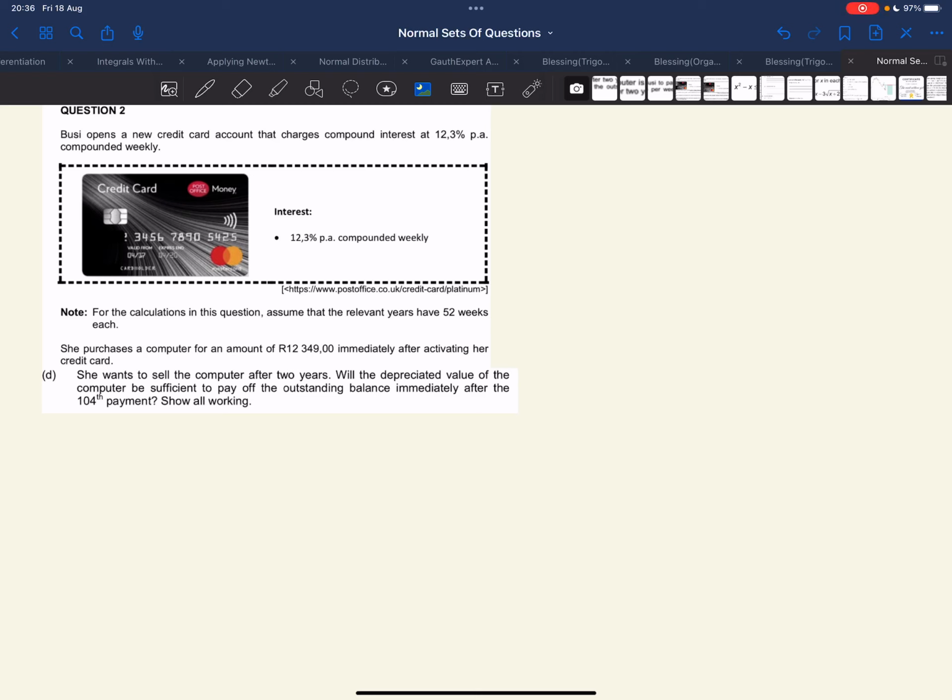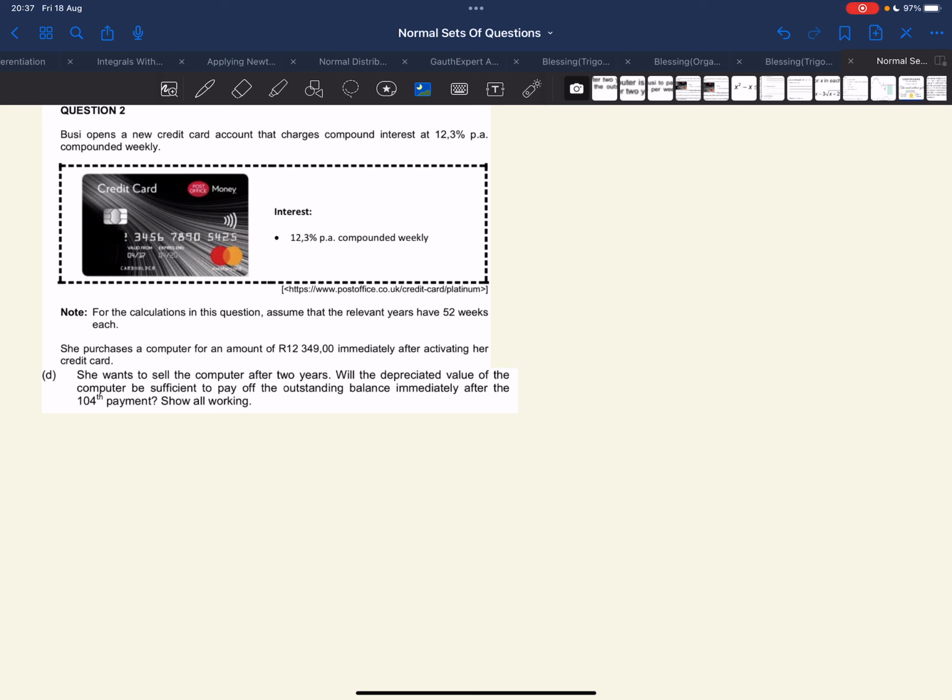Okay, right. So now we are in question D. In question D, they say that she wants to sell the computer after 2 years, right? Will the depreciated value of the computer be sufficient to pay off the outstanding balance immediately after the 104th payment? After the 104th payment. Let's just quickly check what the 104th payment is.